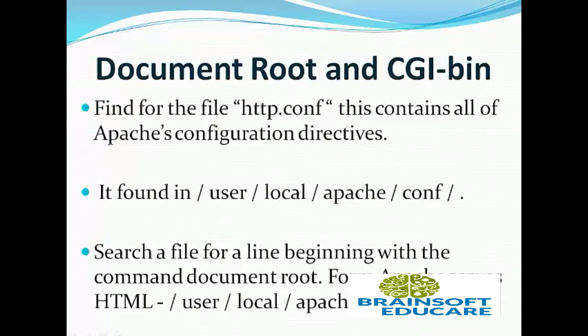Now we come to the topic of document root and cgi-bin. Try and find the file httpd.conf. This file contains all of Apache's configuration directives, which tell it how to respond to web requests. It is usually found in /usr/local/apache/conf. You can also try using the locate command.